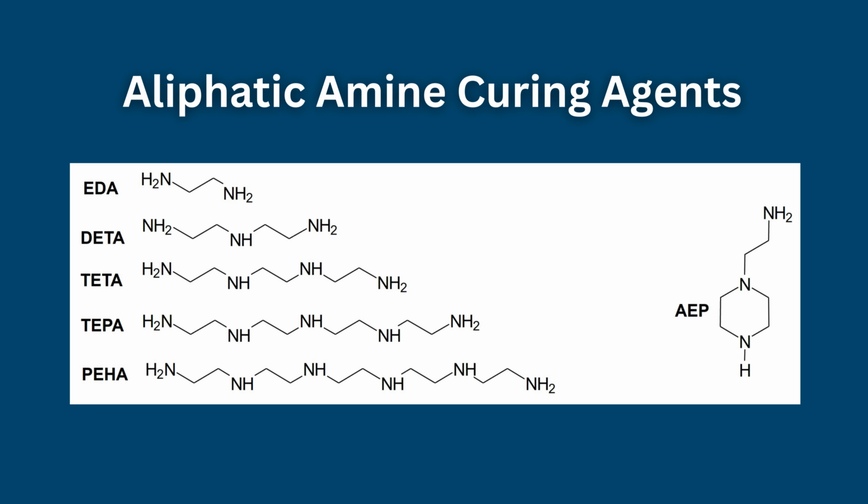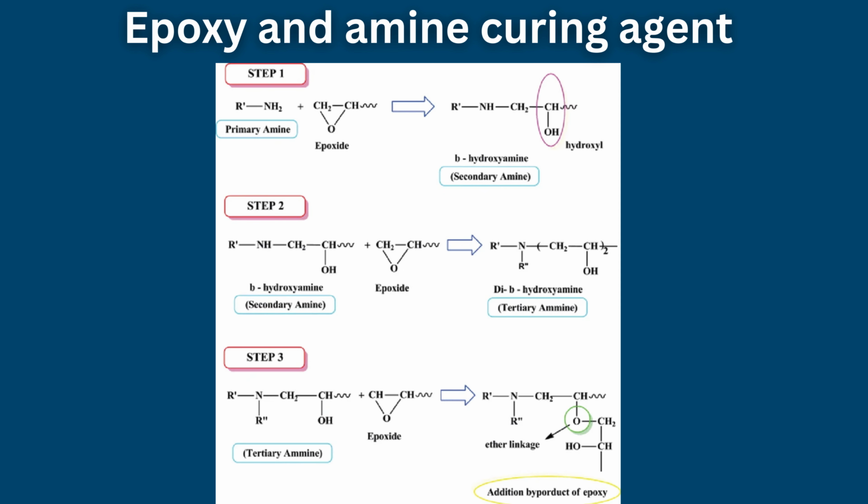A particularly useful method for classifying amines is based on their functionality, which refers to the number of reactive hydrogen atoms attached to nitrogen atoms in the molecule. The presence of multiple reactive sites enables the formation of cross-linked networks during epoxy curing. Amines are commonly divided into three categories. Primary amines, which contain two hydrogen atoms attached to each nitrogen atom. Secondary amines, which contain one hydrogen atom attached to each nitrogen atom. Tertiary amines, which contain no hydrogen atoms bonded to nitrogen.